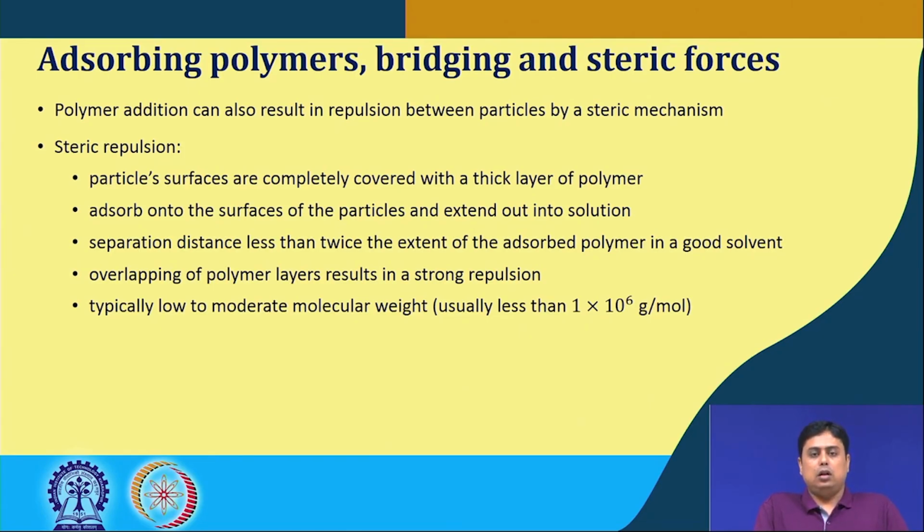A good polymer that exhibits this steric repulsion is typically a low to moderate molecular weight polymer, usually less than 10 to the power 6 grams per mole. Which means the property of these particles can be tailored based on the requirement. The amount of polymeric material adsorbed on the surface and its molecular weight basically dictate whether there would be attraction or repulsion.